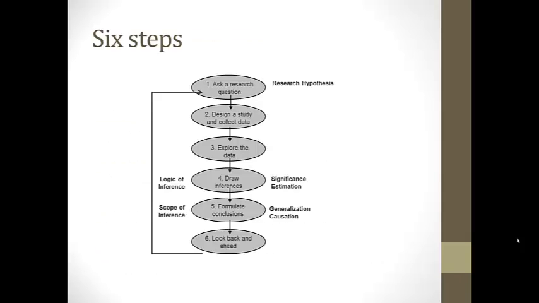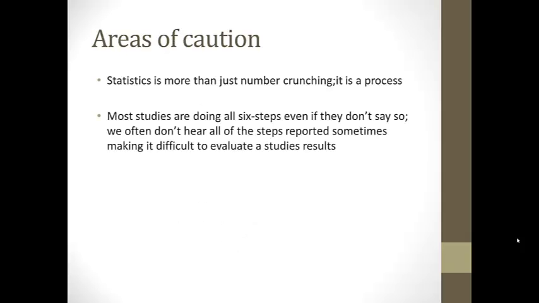Overall, the 6 steps of the statistical investigation process can be thought of like a flowchart like this, where we're moving from asking a research question to designing a study, exploring the data, drawing inferences, formulating conclusions, and then looking back and ahead. And in research, when you look back and ahead, you're often then suggesting additional research questions that may be asked in the future. A couple of areas of caution before we end.